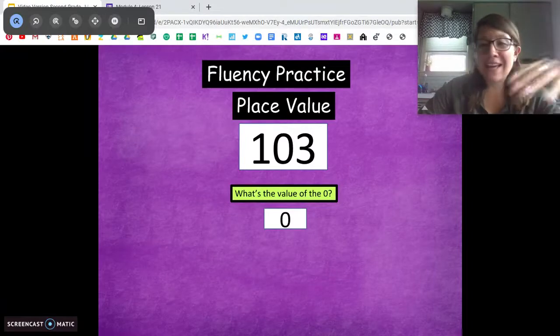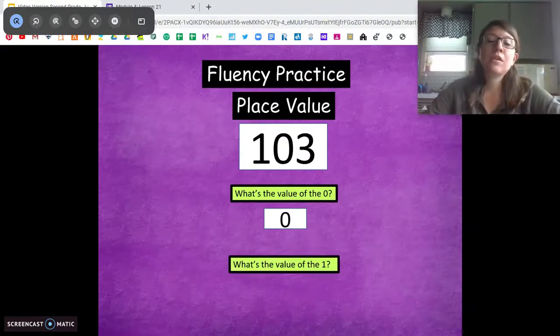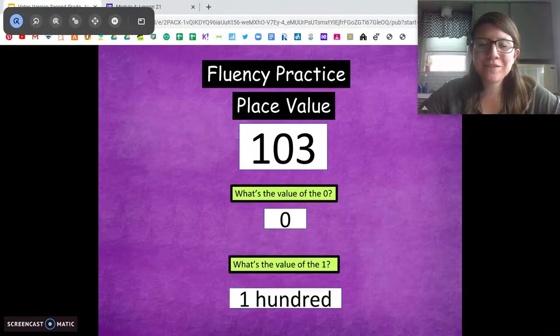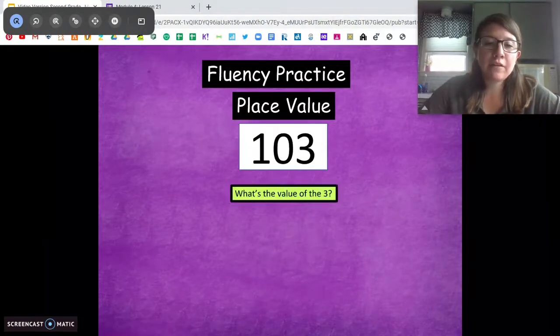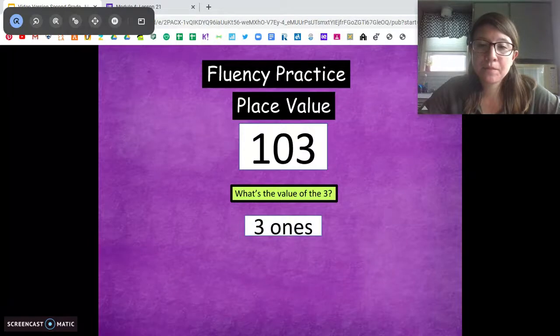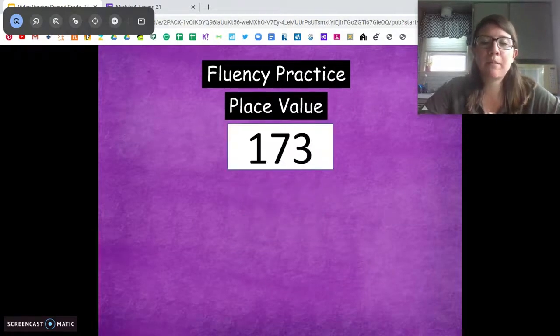We don't have any tens. It's still going to be 0. What's the value of the 1? 100. Beautiful. So we have 103 again. What's the value of the 3? Look at what place it is in: 3 ones. Good job. All right, let's do another number. Say this number.